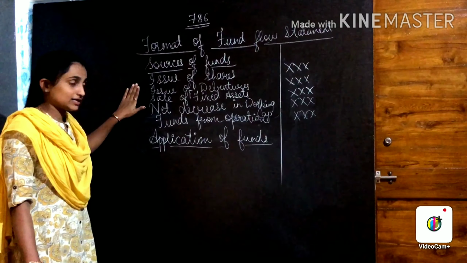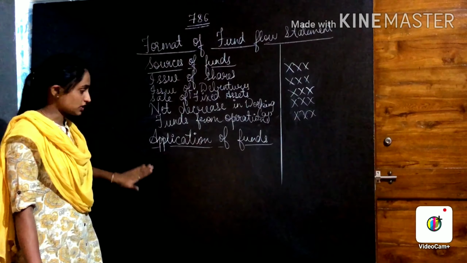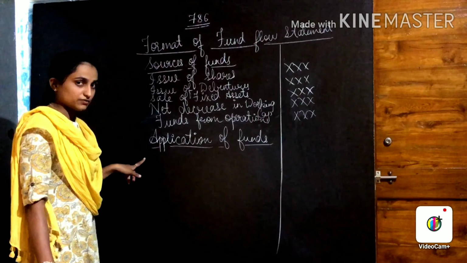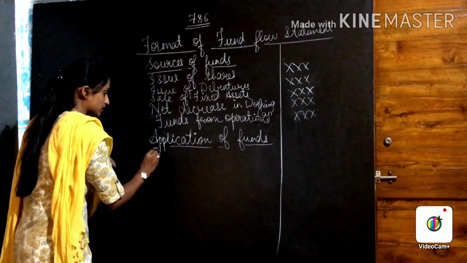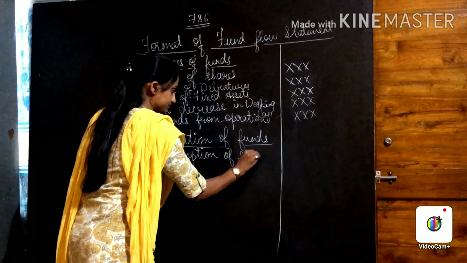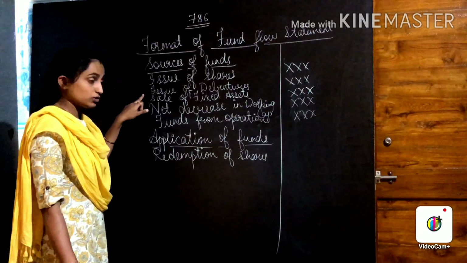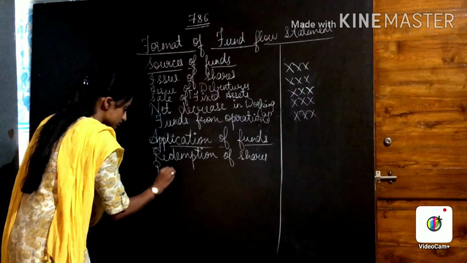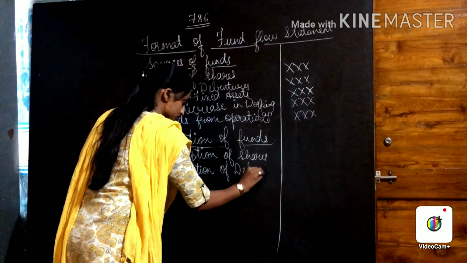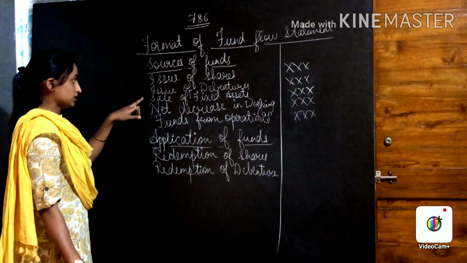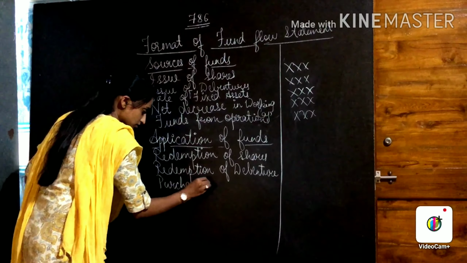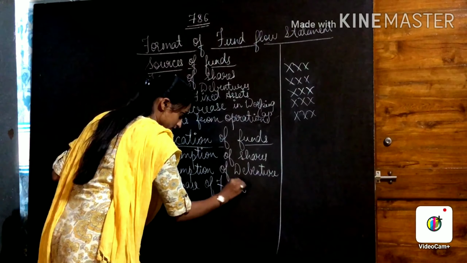Now, what items we have discussed in the sources, the opposite items of these will come in application. It is as simple as that. So here, issue of shares: where can we apply the funds? If issue of share is a source, redemption of share capital will become an application of funds. Then issue of debentures is a source, then redemption of debentures will become an application. Sale of fixed asset is a source. Then purchase of fixed asset, again funds are going out, so it becomes an application.